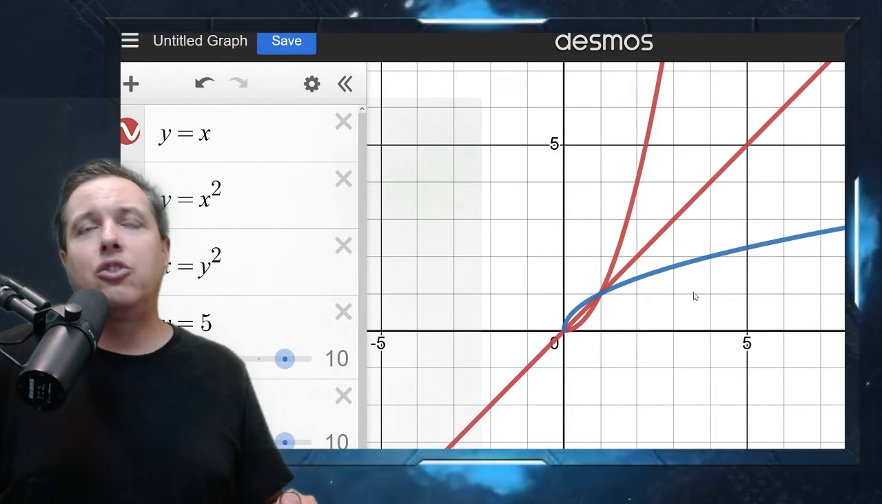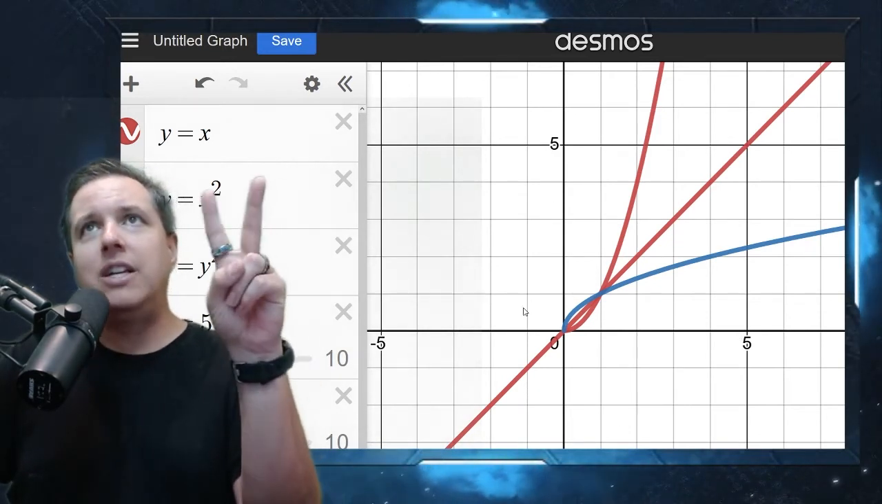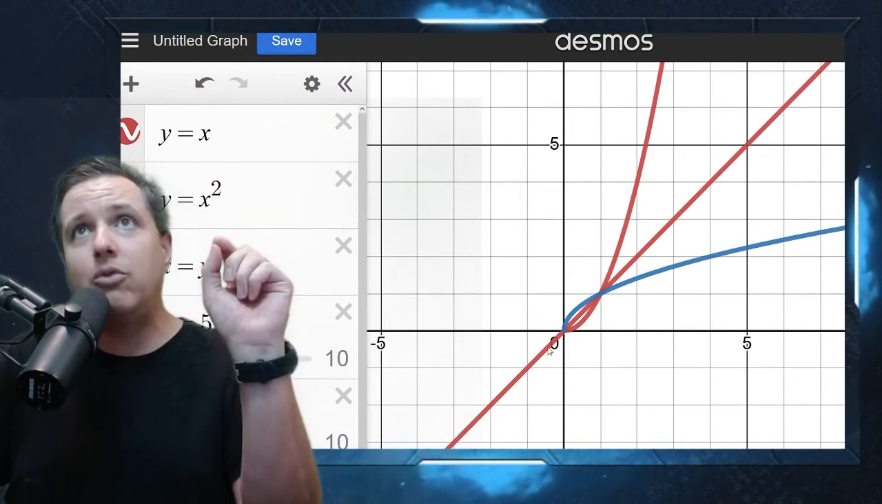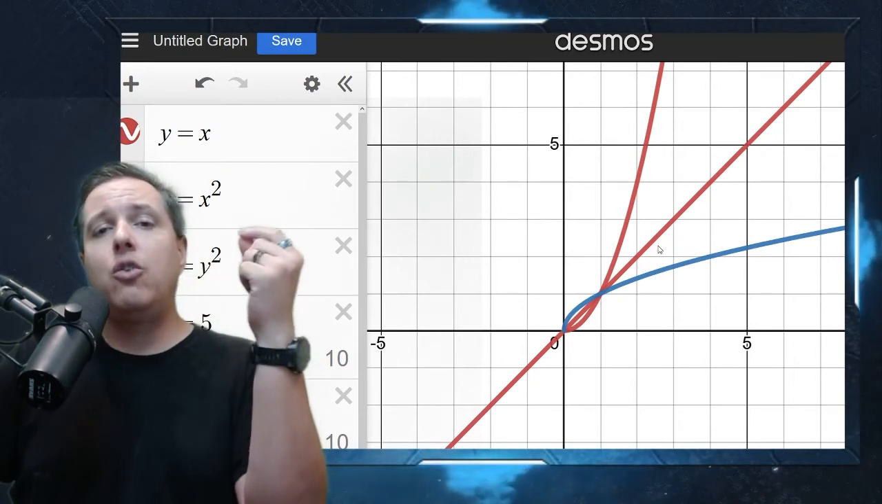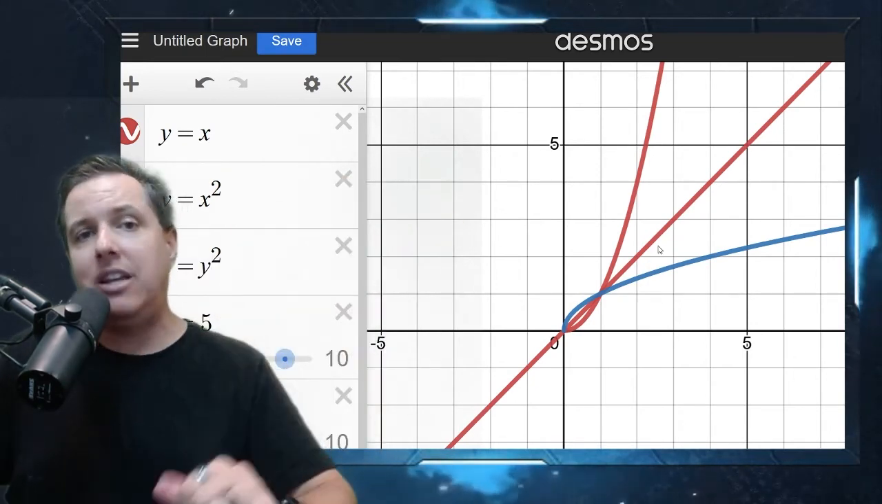So that's how things should look graphically. The two takeaways graphically are that when you have a function and its inverse, you get this symmetry with respect to the line y equals x. And also the horizontal line test will tell you if a function even has an inverse.